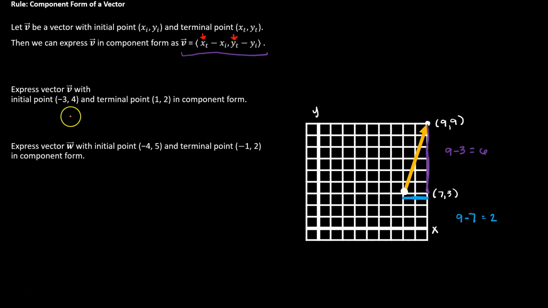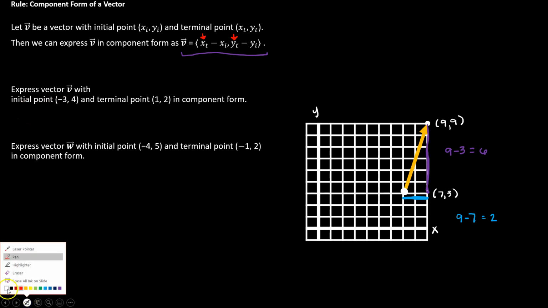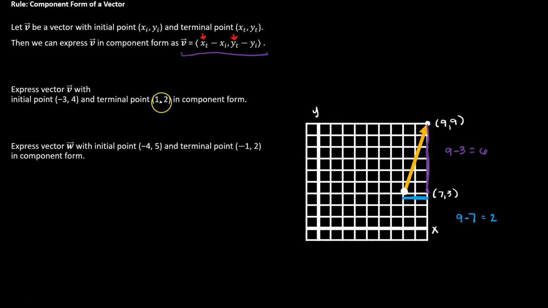So let's try some of these examples where we don't have a picture in front of us. Initial point at -3, 4, and a terminal point at 1, 2. If I want to write this in component form, then I'm looking to write this using brackets. I need the change in x values. Terminal point has an x value of 1. So I do 1 minus the initial point x value of -3. Careful with your negatives here. And then I need to do the same thing for the y values.